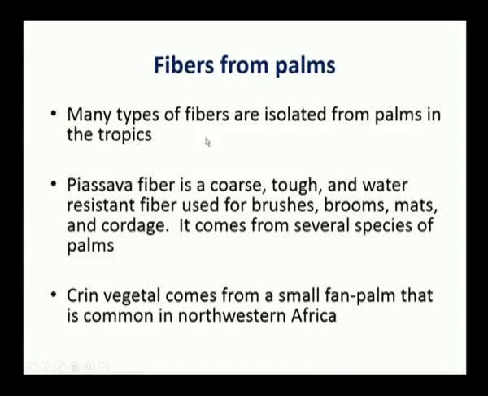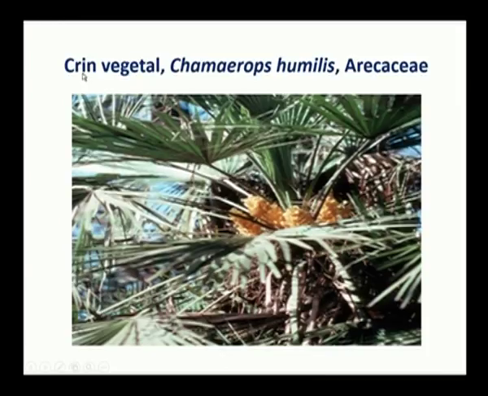Fibers from palms. Many types of fibers are isolated from palms in the tropics. Tropics means countries with very high temperature. Piassava fiber is a coarse, tough and water resistant fiber used for brushes, brooms, mats and cordage. It comes from several species of palms. Chamaerops vegetal comes from a small fan palm that is common in northwestern Africa. This is a palm tree, and from there also people get fiber material.